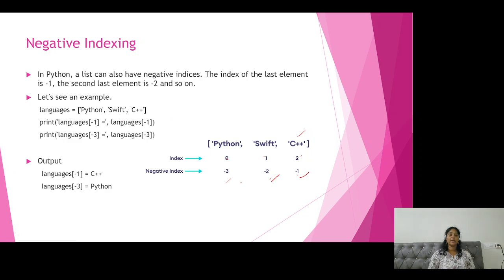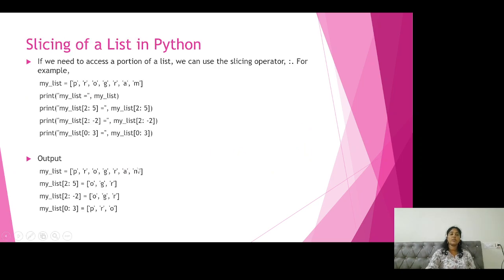Let's have a small example. I have a languages list having these elements Python, Swift, C++. Languages of -1: -1, -2, -3. What is -1? C++. C++ will be printed. Languages of -3 is Python. That's how negative indices work.